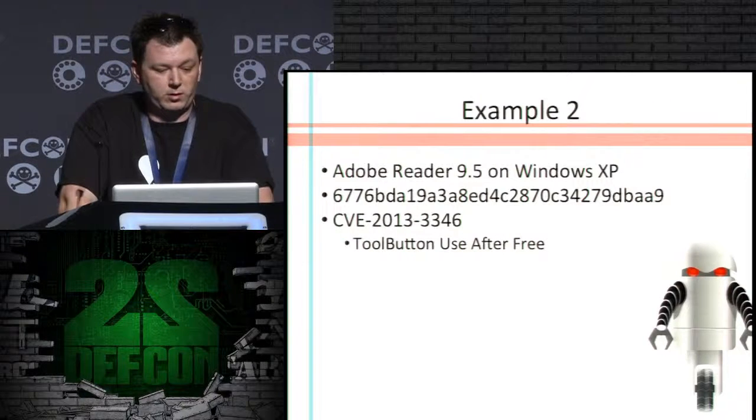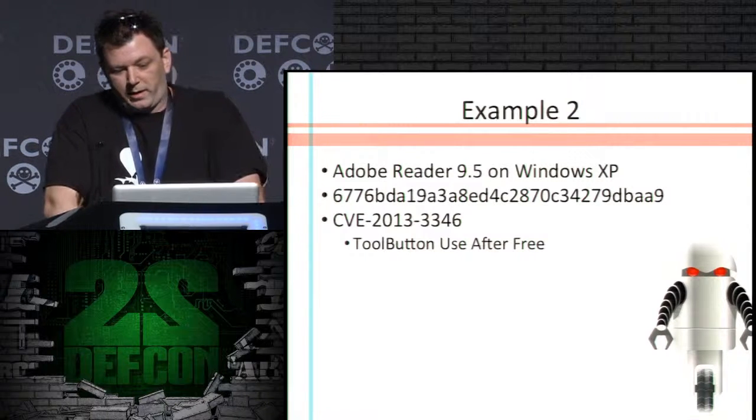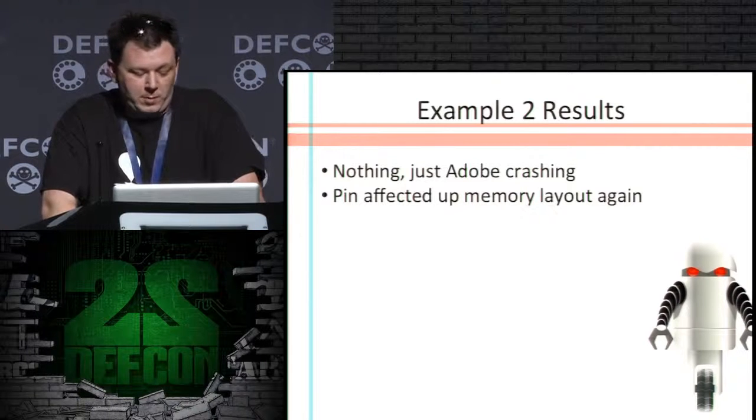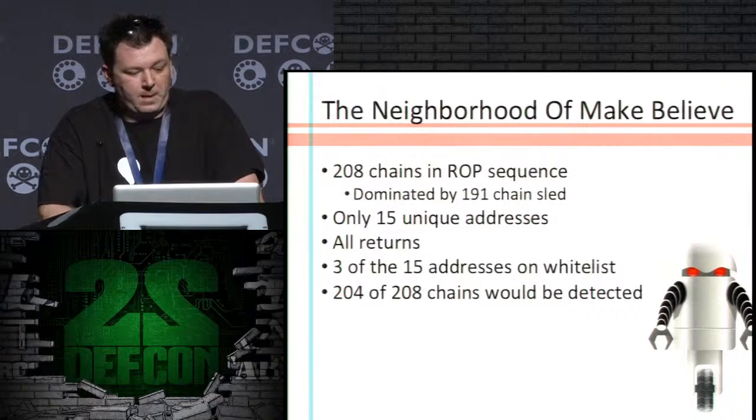Example 2 here, Adobe 9.5, also on Windows XP, a more recent vulnerability from late last year. And then this one, unfortunately, I didn't get anything. Pin was messing up the memory layout again, despite my best efforts. So again, unfortunately, we have to go to the make-believe.